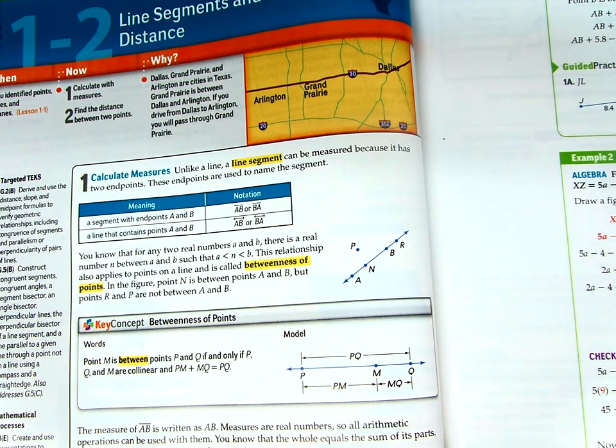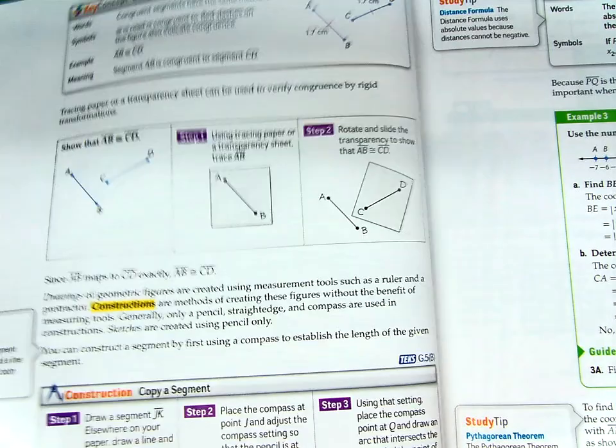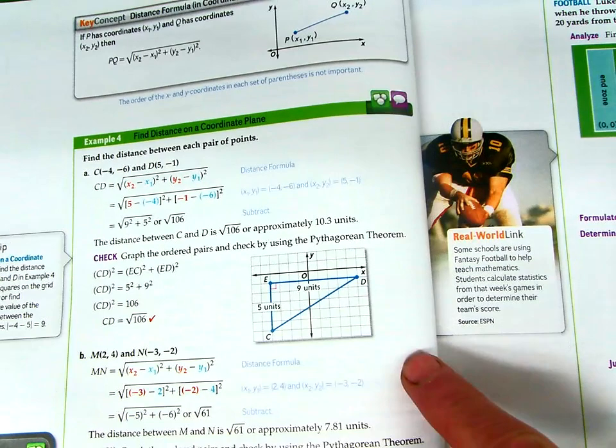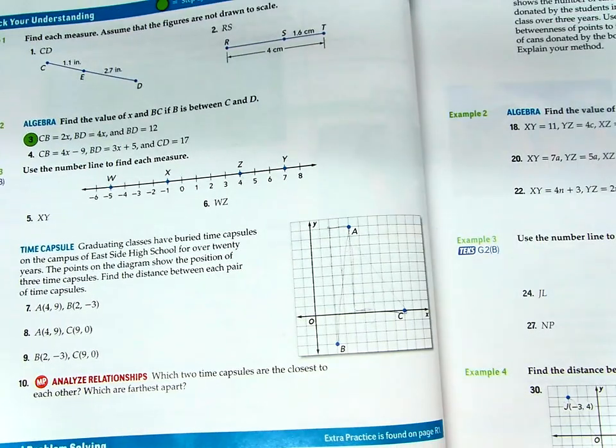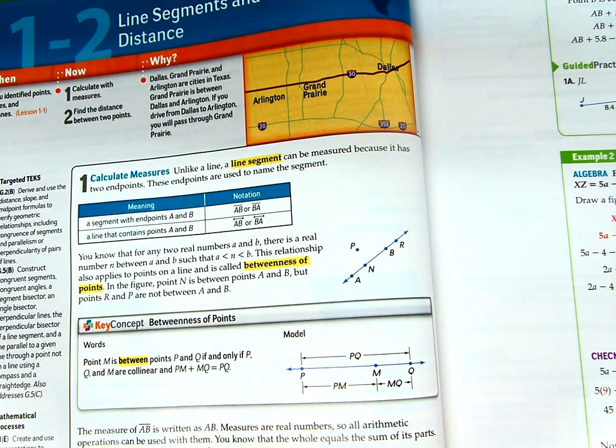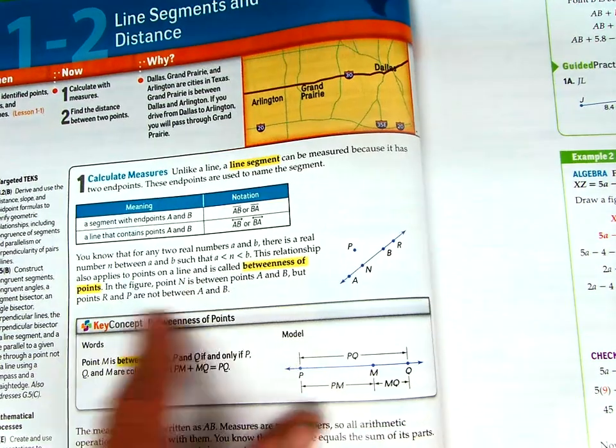Okay, you need to read pages 14, 15, 16, 17, 18, 19, and the work begins on page 20. For the first part of this, I've made some notes, and you also need to make some notes. Pay particular attention to the highlighted words.